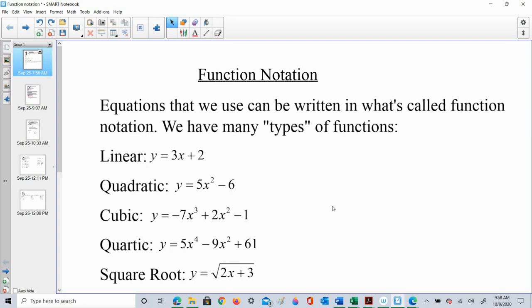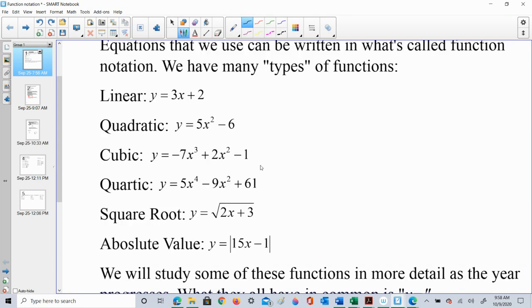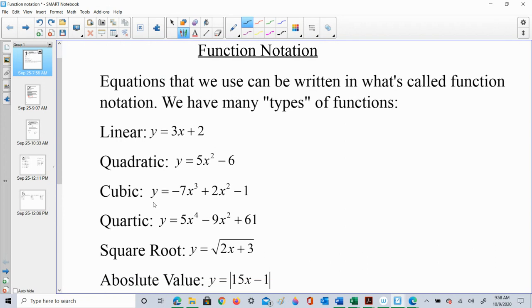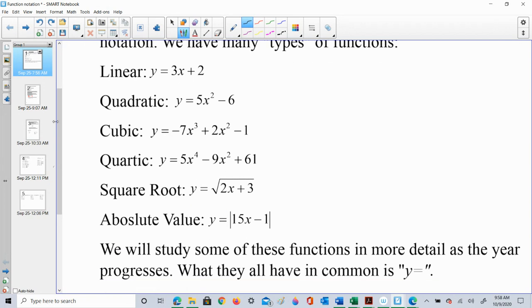We mentioned that. So some of the equations we can use will be a linear equation, y equals 3x plus 2, a quadratic equation, y equals 5x squared minus 6, cubic, quartic. Quartic just means we have that 4 up there. Don't worry too much about the types of equations. We'll talk about some of these as the year goes on. But just know that equations all have in common this y equals thing.